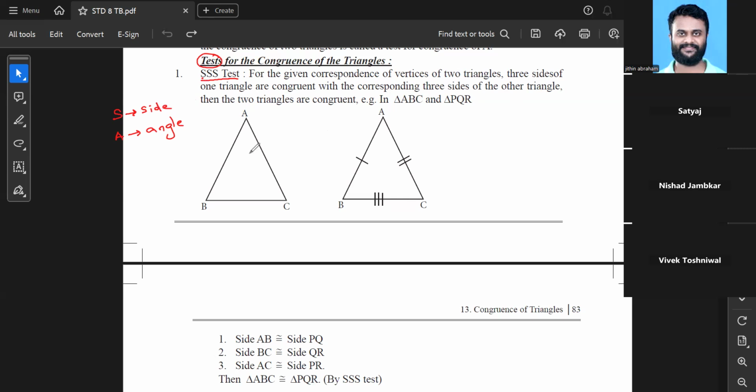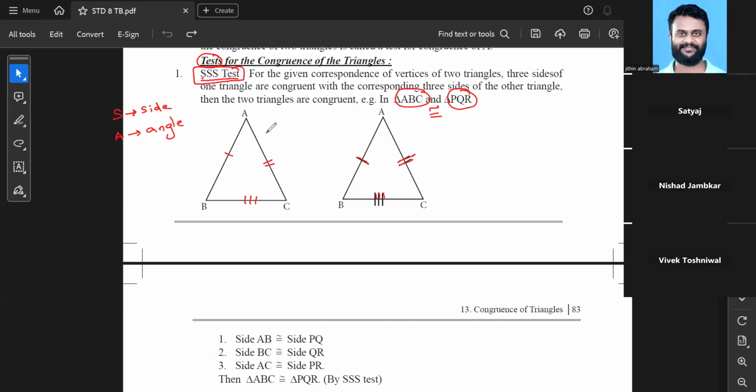So what they have said is, for example, if this side is congruent to this side, this side is congruent to this, and this side is congruent to this, then you can directly say that triangle ABC is congruent to PQR. But since you have checked only 3 sides, you will have to declare which test is allowing you to declare that they are congruent. The test name is the SSS test.